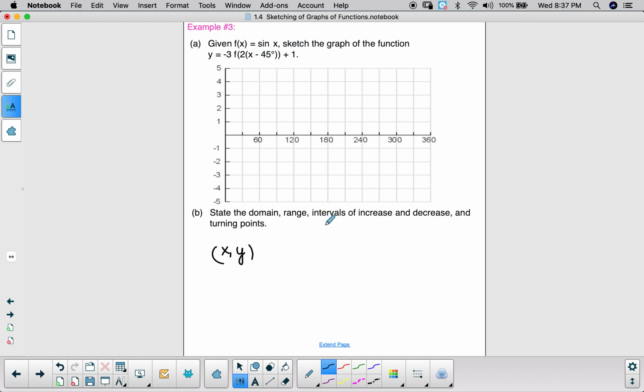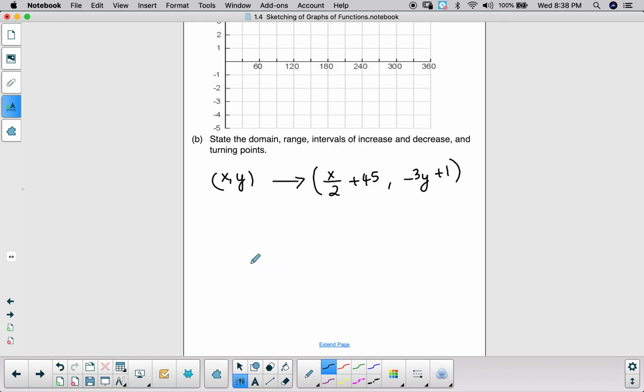So what are the changes that are happening to this? The horizontal value, the k value, is 2. That means it has been horizontally stretched by a factor of 1/2. So every x value is divided by 2. And then x minus 45 means it has been moved 45 degrees to the right, so plus 45. So those are the transformations for the x. For the y values, every y value is multiplied by -3, and then 1 is added to it.